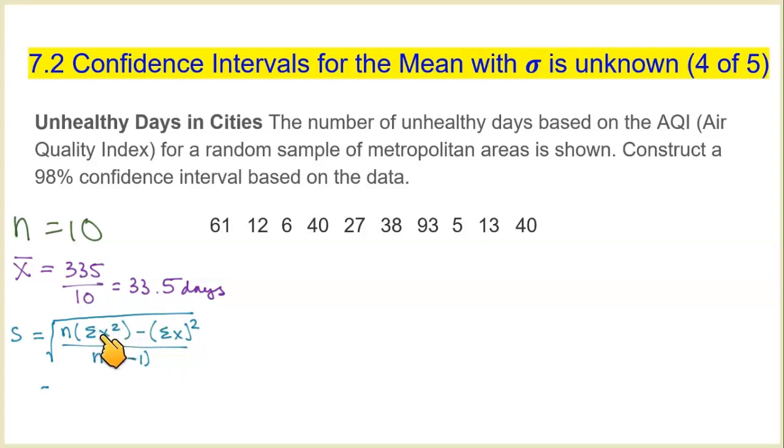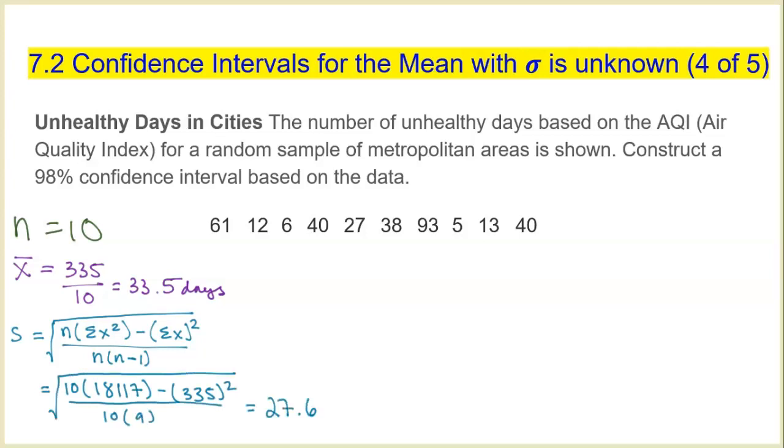The sum of the squares of x, we have to do 61 squared and 12 squared and 6 squared all the way to 40 squared and add those together. And then we can set up the formula quite easily. And so we get the standard deviation is 27.68 days. So that is quite a high standard deviation, but we should have expected it to be high due to the variability in the data. The fewest number of unhealthy days was 5, and the most is 93. So it has a pretty wide spread.